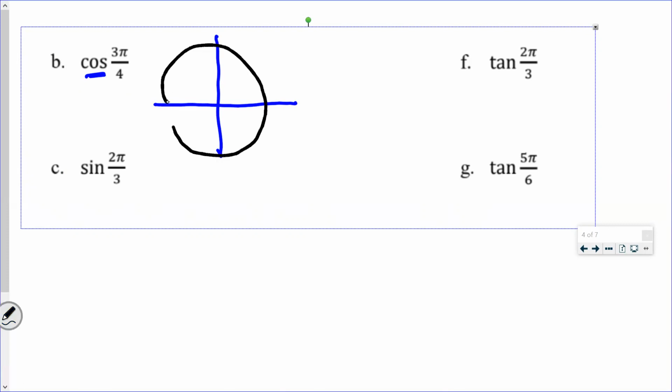So I'll go to the tool for that next time. But pi over 4s are 45 degrees. So here's a pi over 4. Remember, 2 pi over 4 is pi over 2. So then 3 pi over 4 is right here, kind of halfway between that vertical and negative x-axis. So it wants the cosine.